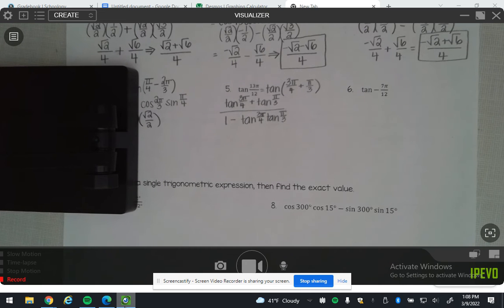Now you have to know your unit circle. Tangent 3 pi over 4. You have to know it quickly. If you have to go back to your unit circle every single time, you're going to run out of time. I'm not trying to be mean, but you will. Tangent 3 pi over 4. What's your reference angle? Pi over 4. Tangent pi over 4 is 1. And in the second quadrant, it is negative.